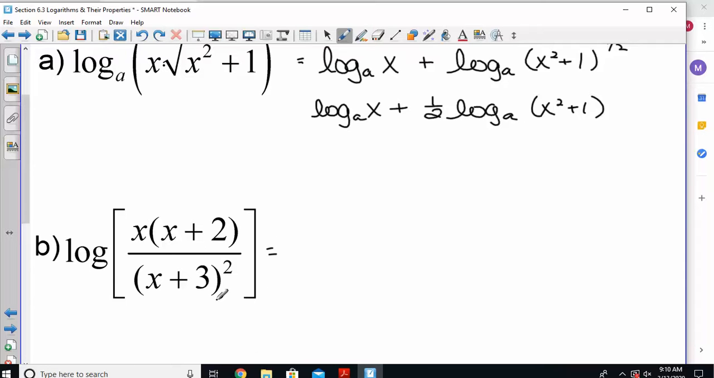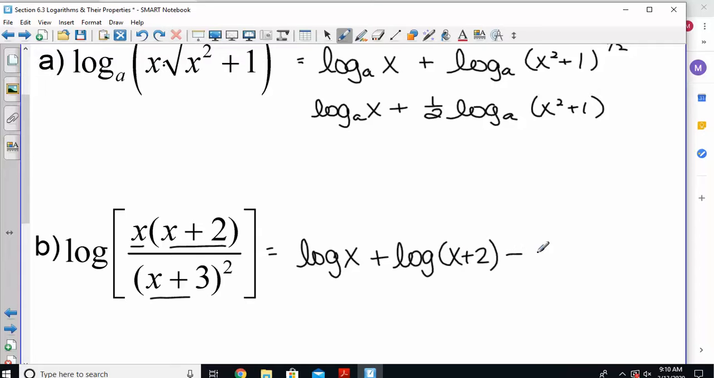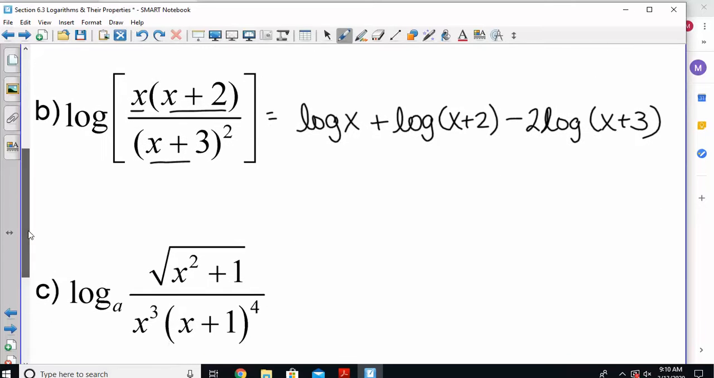So B. How many logs are we going to have when we break this up? 3. We have 2 things on top and 1 on the bottom. So it'll be log of x plus log of x plus 2. So you can go ahead and bring down that 2 if you'd like. That was the only thing on the bottom. We can't break apart the addition, so that is as simplified as it gets. Why don't you guys take a second and try a couple?